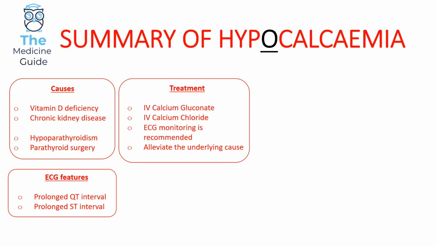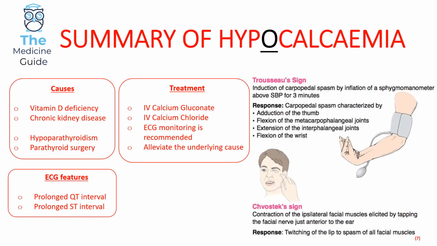Now, another key aspect of hypocalcemia that you need to be aware of are 2 classical signs of hypocalcemia. So these 2 classical signs involve Trousseau sign and Chvostek sign. So we'll firstly discuss Trousseau sign. Trousseau sign involves the induction of the carpopedal spasm. So when you inflate the blood pressure cuff above the systolic blood pressure for at least 3 minutes, then it will create this carpopedal spasm.